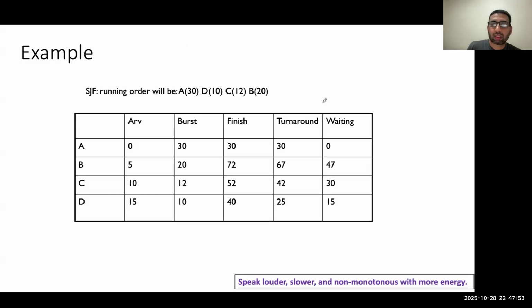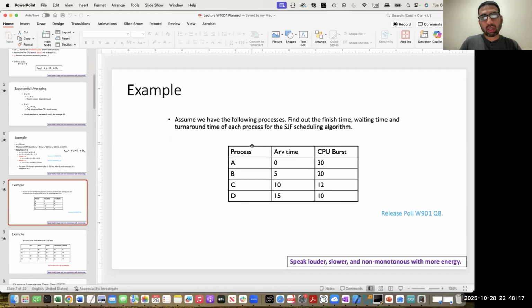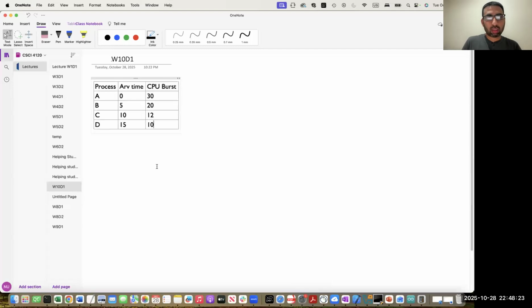Do you want me to go to OneNote and explain how to get these numbers? Is there anyone who wants me to explain? Yes, please. Okay, then let me copy this table and go to OneNote. This was shortest job first, right?